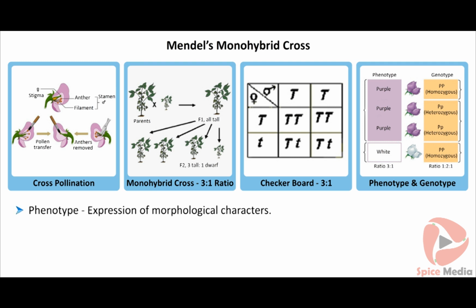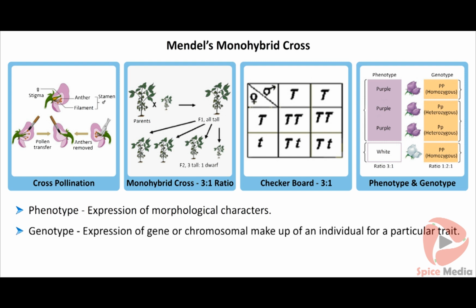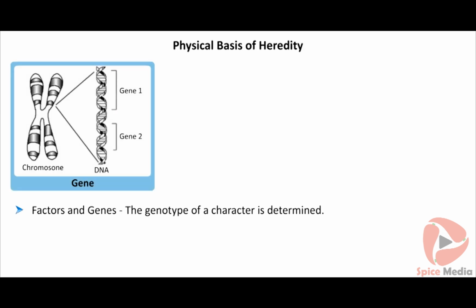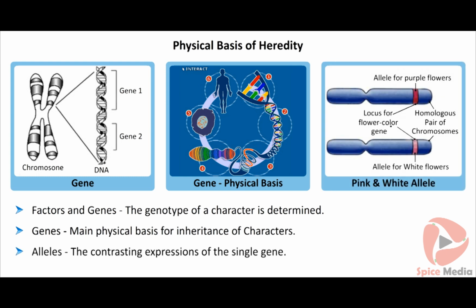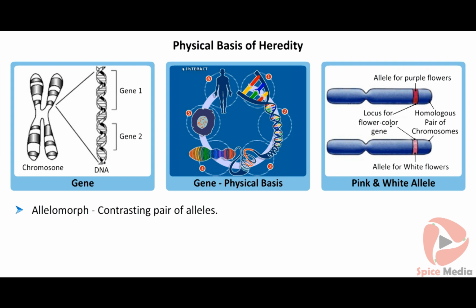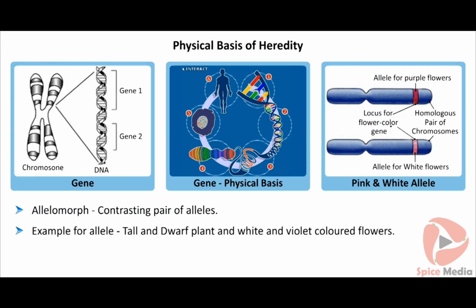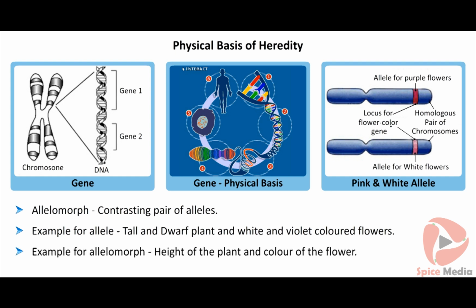He termed phenotype as an expression of morphological characters as tall or dwarf, red or white flower, and genotype as the expression of the gene or chromosomal makeup of an individual for a particular trait. The genotype of a character is determined by factors later called genes. Genes are the main physical basis for inheritance of characters. The contrasting expressions of the single gene are called alleles. Contrasting pair of alleles forms an allelomorph. Tall and dwarf plant and white and violet colored flowers are alleles. Height of the plant and color of the flower is an allelomorph.